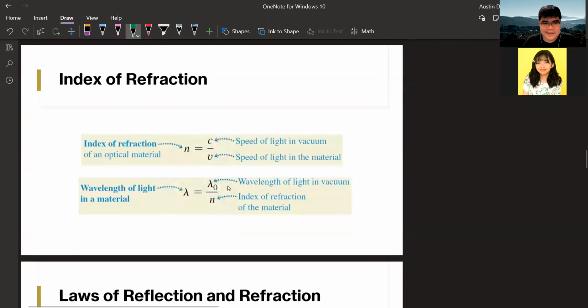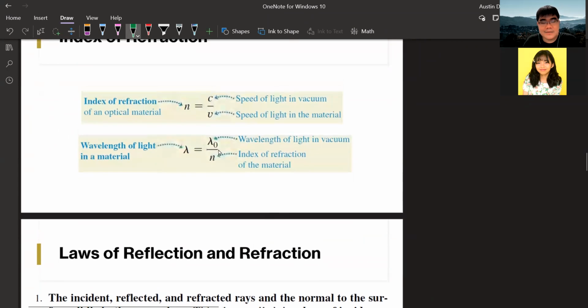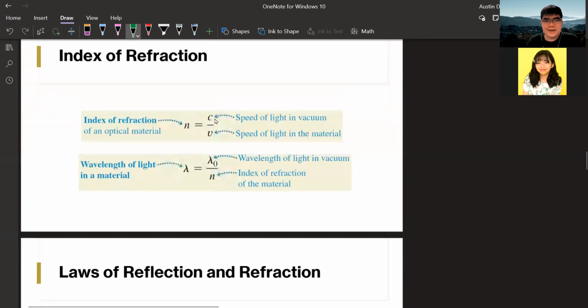Okay, minsan mahirap gamitin tong in practice, no, mahirap gamitin tong unang equation kasi mahirap mag-measure ng speed of light kahit saan, di ba? So, pwede mo siyang actually gawin in terms of colors, di ba? The velocity of a wave, V, is equal to lambda, its wavelength times its frequency.